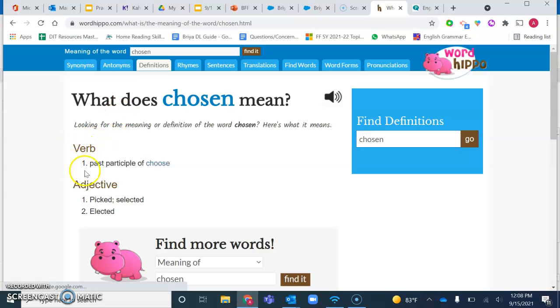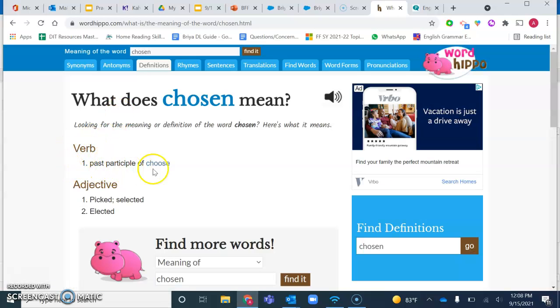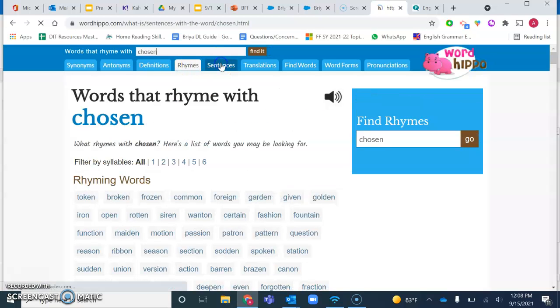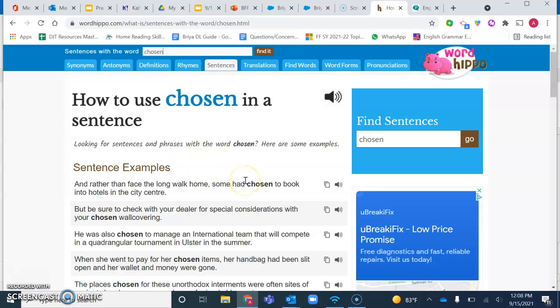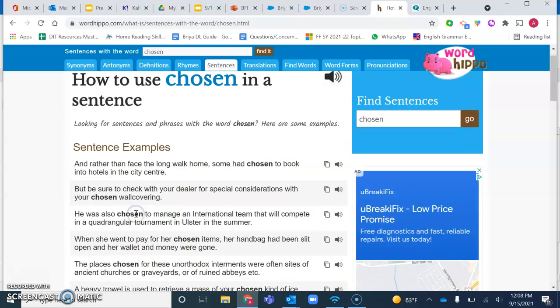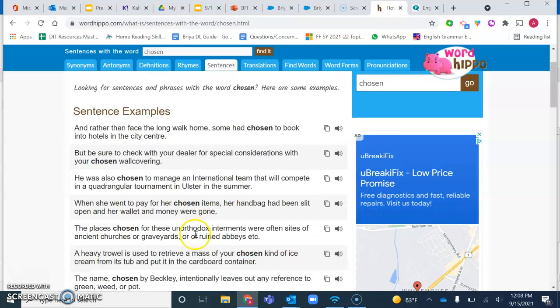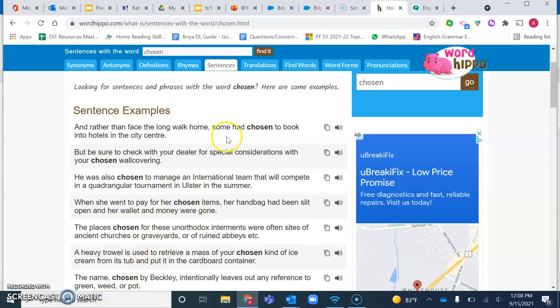You can see the definition, so it can be the verb, the past participle of choose, or the adjective, picked, selected, elected. You can see words that align with it. And here you can see some sample sentences. Some of these sentences are as a verb, like had chosen, and some are the adjective, like chosen wall covering, chosen items, chosen kind of ice cream. So you can see some examples there.